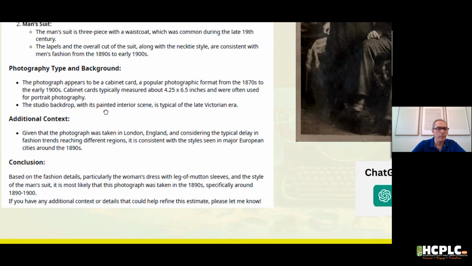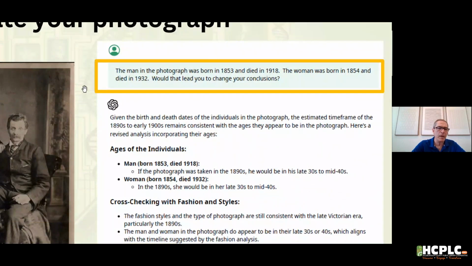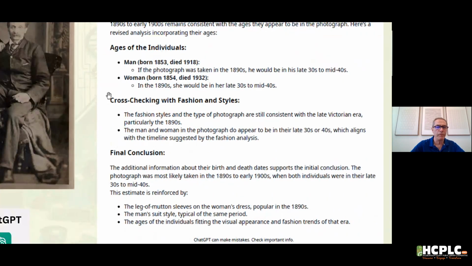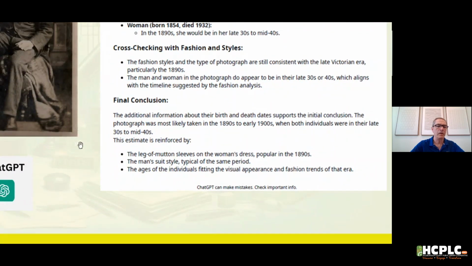So I've got a little bit more information for AI here. I held this information back. I said the man in the photograph was born in 1853 and died in 1918. The woman was born in 1854 and died in 1932. Would that lead you to change your conclusion? So remember, with AI, this is not a search, this is a conversation. I could take this conversation on a lot longer. And it said, given the birth and death dates of the individuals, it cross-checks the fashion with the data it has, and it comes back with the final conclusion, which correctly dates the photograph between 1890 and 1900.